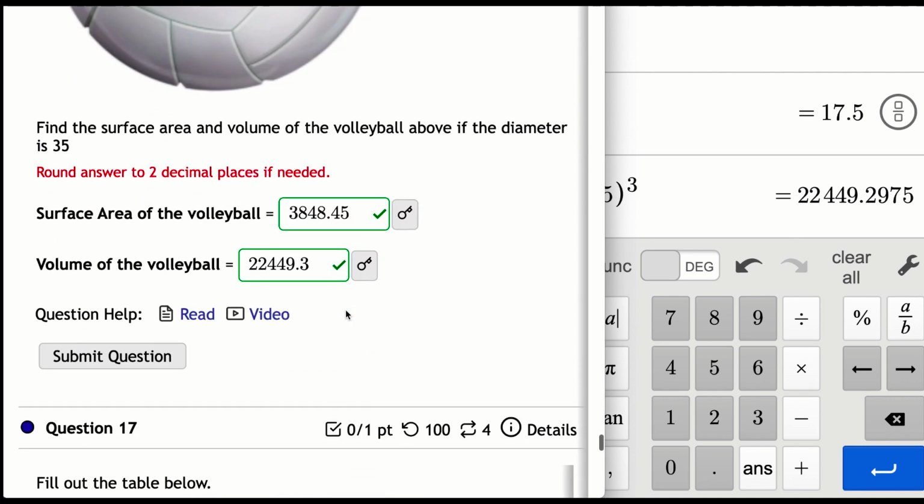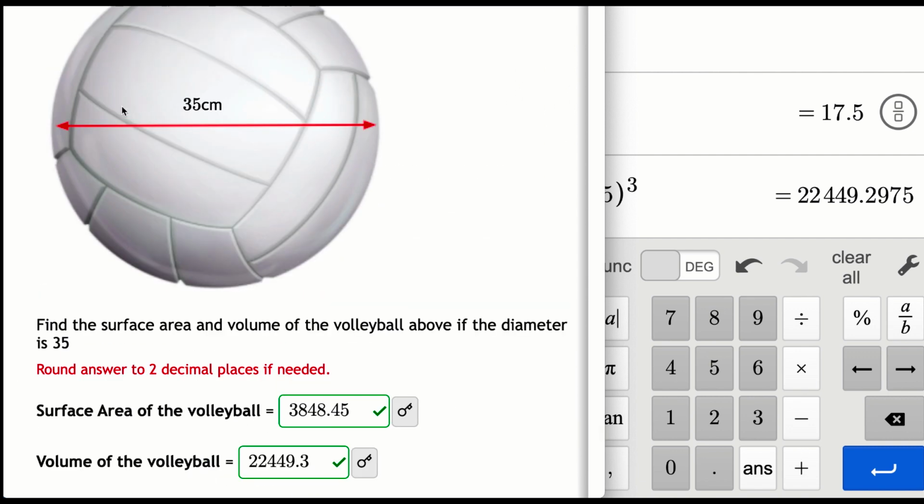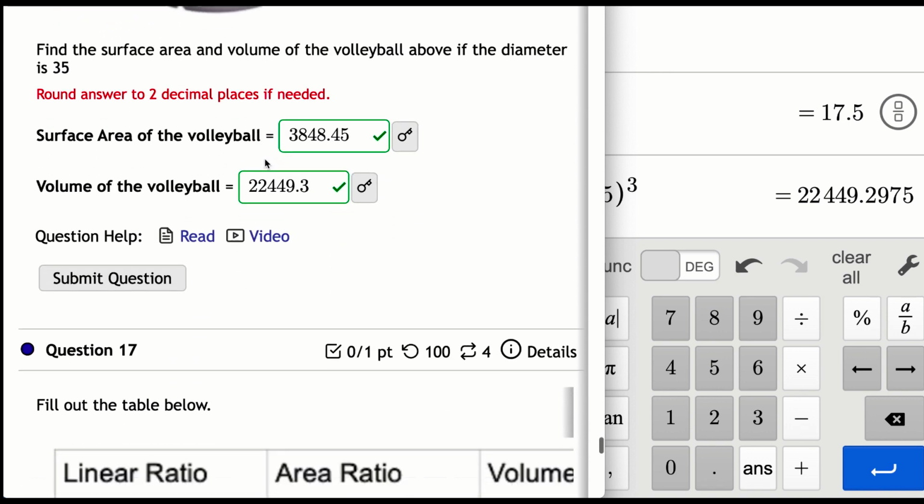All right. Hopefully you got through your question for your volume and surface area of a sphere, in this case a volleyball. It was important to recognize, though, that it gave you the diameter, not the radius, so you had to chop that in half.